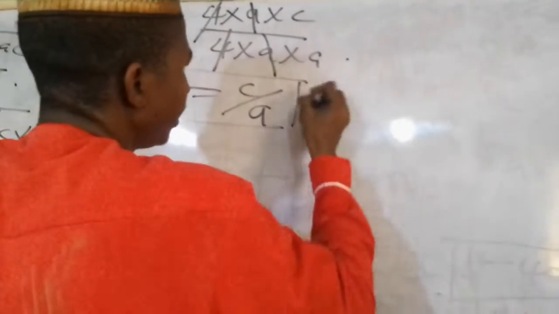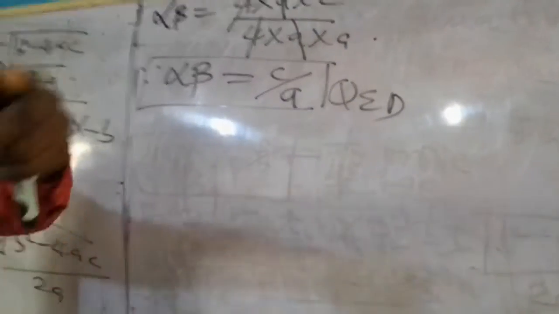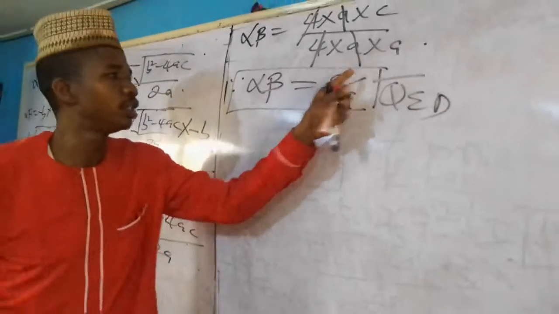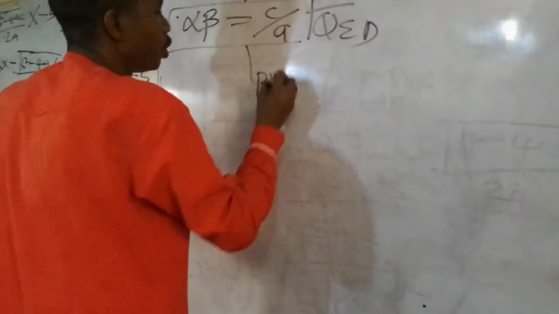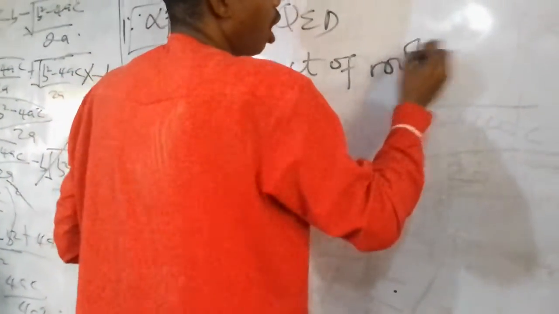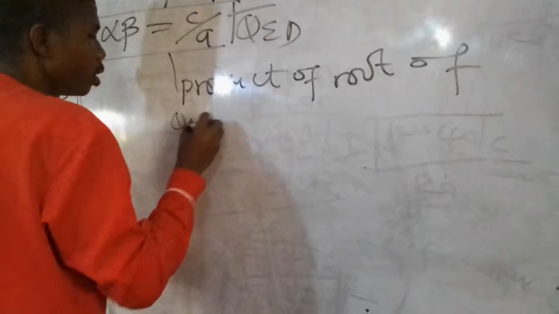You write it quietly, easily done. That is alpha beta is equal to C over A. This is called the product of roots of a quadratic equation.